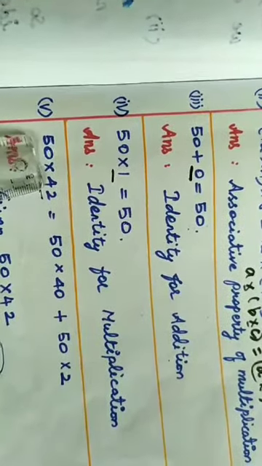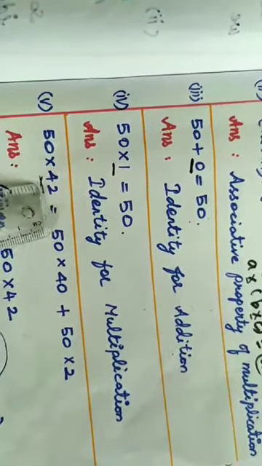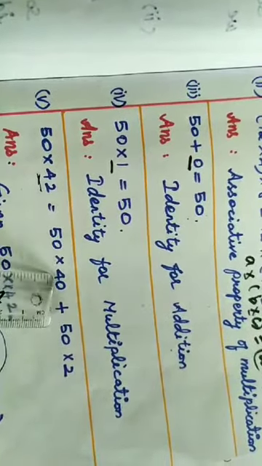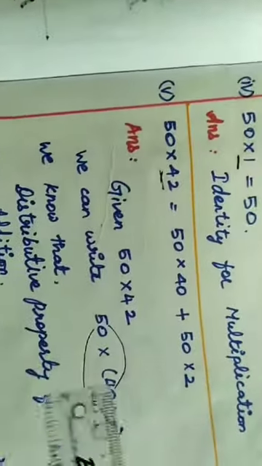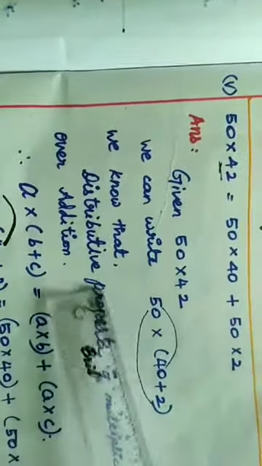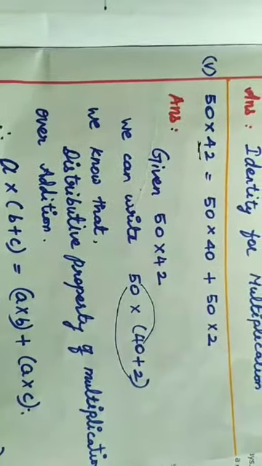Next, 50 into 42 equal to 50 into 40. You take 42 as 40 plus 2. We take 50 into 40 plus 50 into 2. So here, what is the property name? Distributive property of multiplication over addition. Okay, let's see now very important questions.